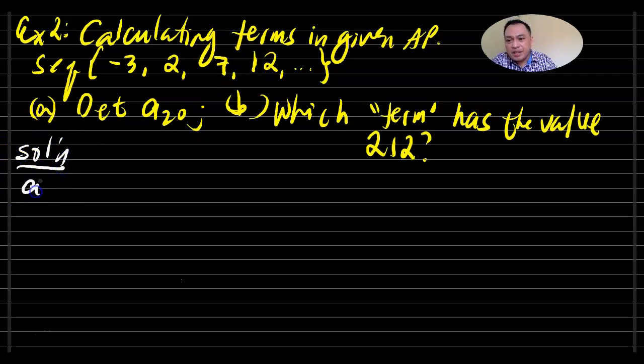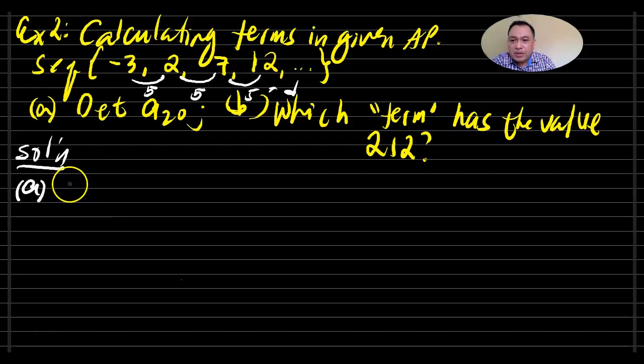In letter A, it's going to be easy because you're just going to look at the difference. What's going to be the difference? It's basically 2 minus negative 3, which is 5 here. 7 minus 2 is 5 again. 12 minus 7 is 5. Therefore, it's constant and d is 5.